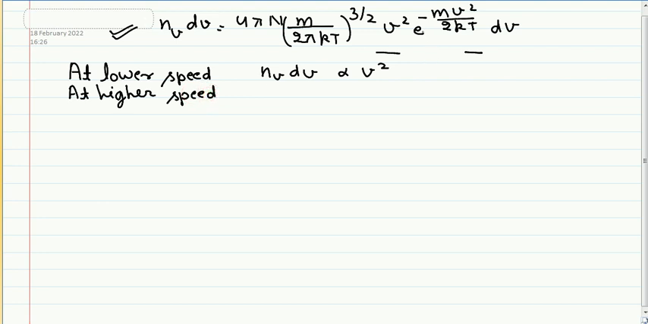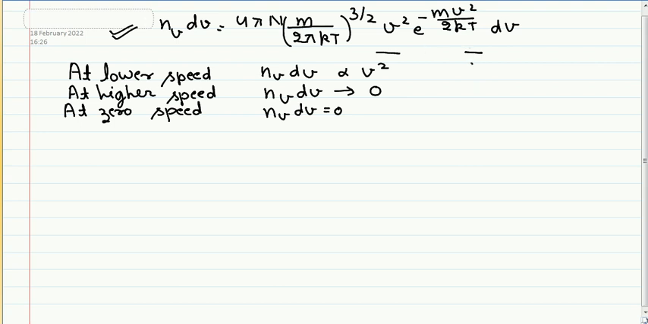And at higher speed, this second term will be like e to the power minus infinity. E to the power minus infinity means it will be like 0. It means that N_v dv will tend to 0 value. And also at v equal to 0, let us write one more condition. At 0 speed, not velocity, it is the speed, N_v dv is 0. It means that it is rising from 0 with the proportionality of v², and again it is going to 0 with exponential decay.